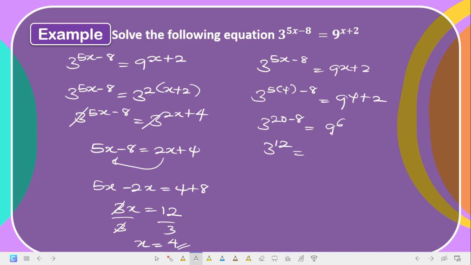Now, do we know that 9 is 3 squared? So we say 3 squared, bracket 6, which is 3 raised to the power of 2 times 6, is 3 raised to the power of 12. So the equation is correct.